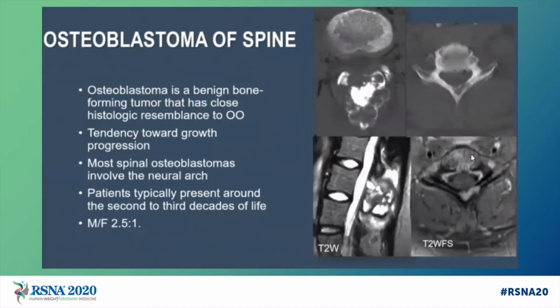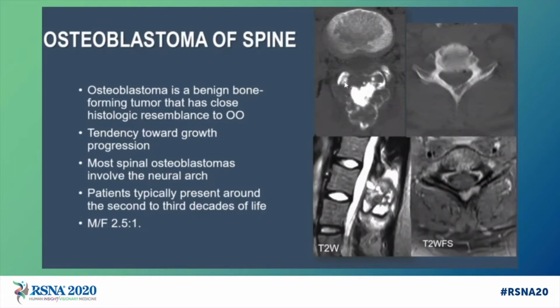Osteoblastoma of the spine. They're very similar to osteoid osteomas histologically, but their clinical course is different. They're more progressive and they can grow, they can even metastasize. Most spinal osteoblastomas involve the neural arch, and they typically present in the second to third decades of life for the patients. And it's more common in males.